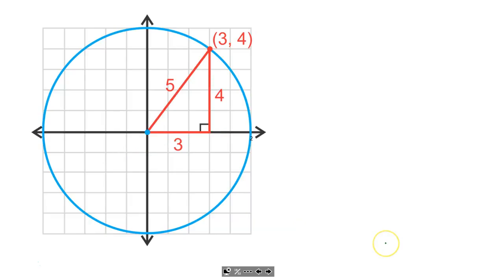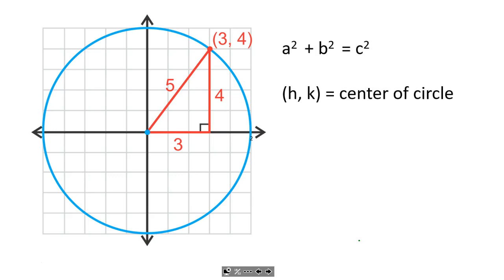Now this one, we have a circle here that has a radius of 5, and it goes from the center of the circle to a point on the circle. And this is how they derived the equation of a circle. Notice that the hypotenuse of that right triangle in there is also the radius of the circle. So we're going to use a squared plus b squared equals c squared, right? Notice here that this is our center, our h and k. That should take you back to the equation of a circle. And then we have x and y, which are just a point on the circle.